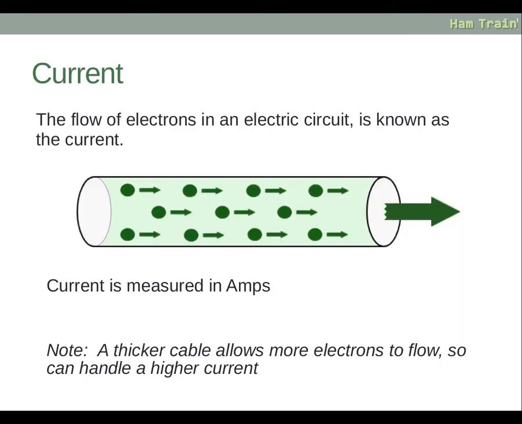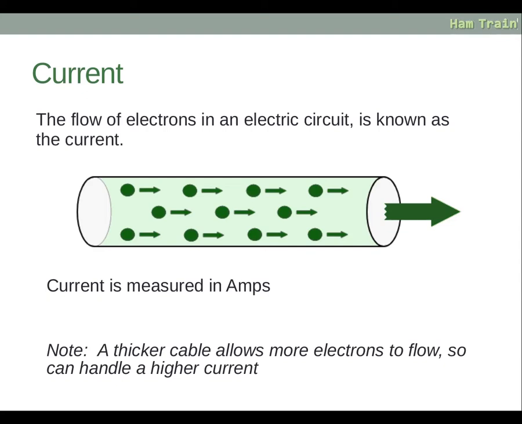Next, we're going to describe current. The flow of electrons in an electrical circuit is known as the current. So if you picture water flowing through a tube, this is the kind of idea to get in your mind. And this current is measured in amps. And please remember, a thicker cable has a higher capacity to carry current, and therefore thicker cables allow more electron flow and therefore can carry a higher current.